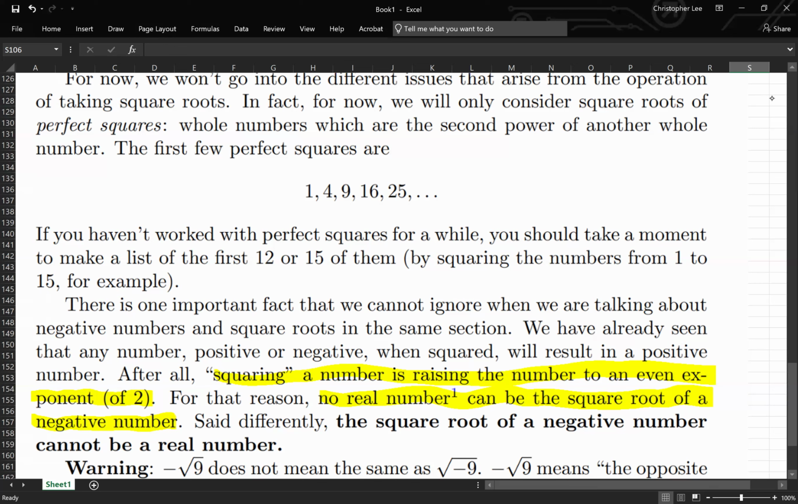That forms something called an imaginary number. We're not getting into that in this class, but just letting y'all know. So said differently, the square root of a negative number cannot be a real number.